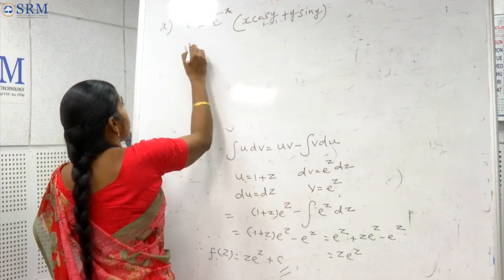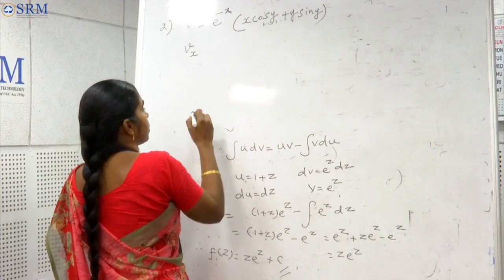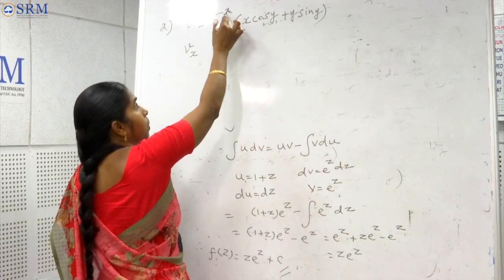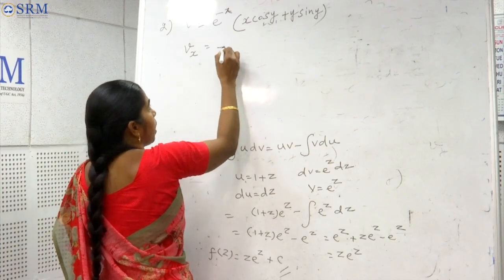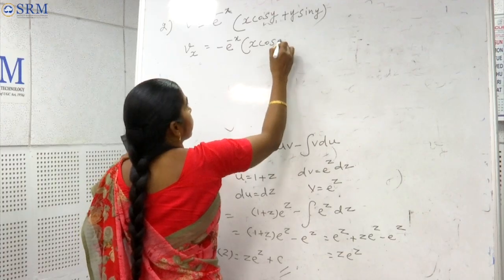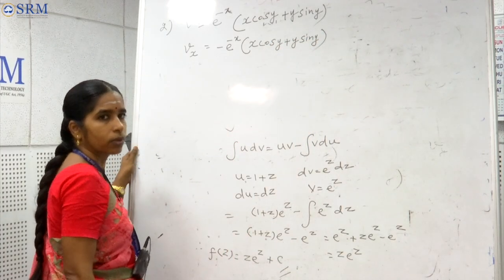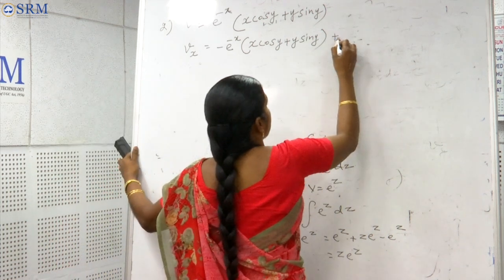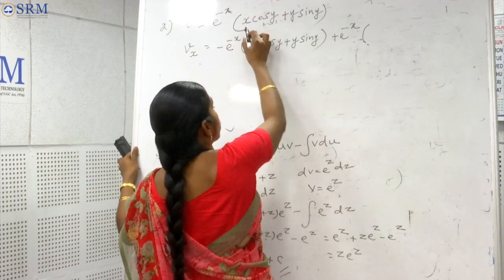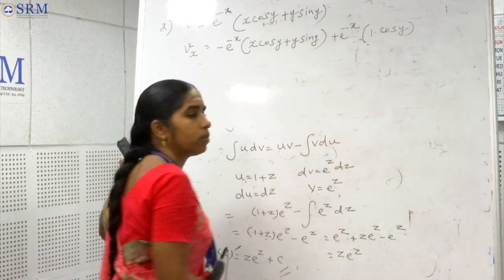First, partial differentiation with respect to x. The differentiation of e power minus x is e power minus x, and the differentiation of minus x is minus 1. So Vx is minus e power minus x (cos y plus y sin y) plus e power minus x, with the differentiation of x being 1, into cos y. In the second term there is no x term, so the answer is 0.